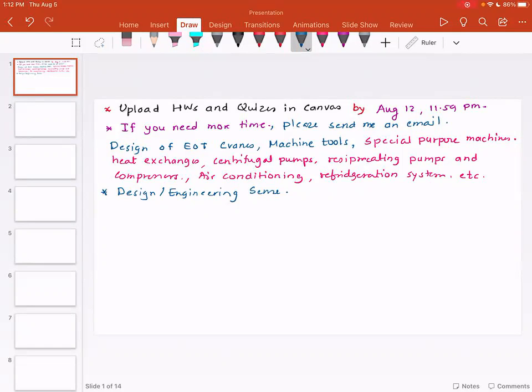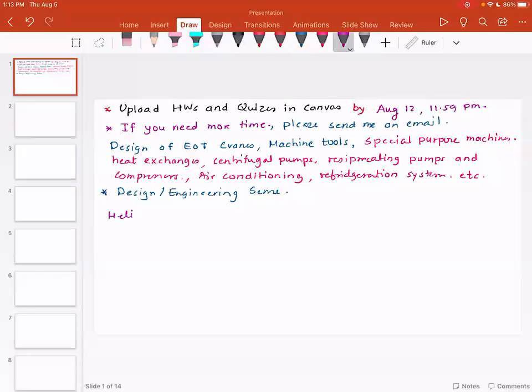Okay, so let me work out the helical gear design problem. By now, we have worked out quite a few helical gear design problems, so we should be fairly comfortable in design. So let me take this helical gear design problem.